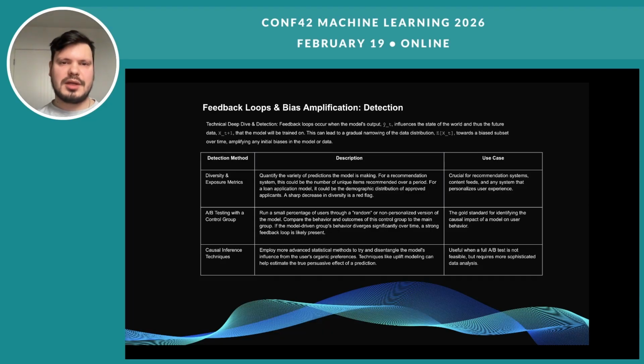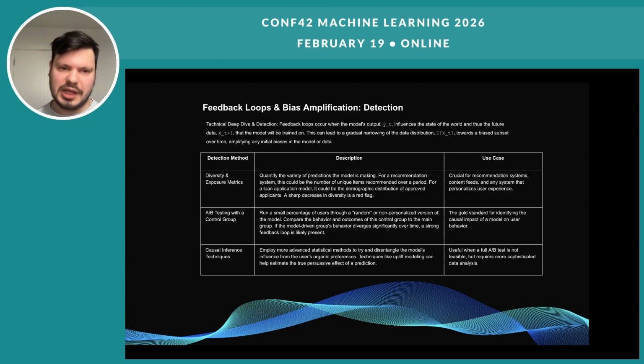So talking about detection, usually feedback loops occur when the model output, y at time t, influences the state of the world that will be used as an input for the model retraining, x at t plus 1. And yeah, we can use several detection methods to prevent it. The first one is the diversity and exposure metric. For example, we can quantify the variety of predictions the model is making. For a recommendation system, we can ensure that there are specific unique items recommended over a period.